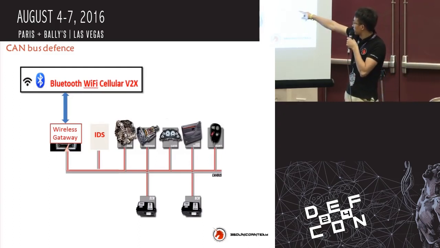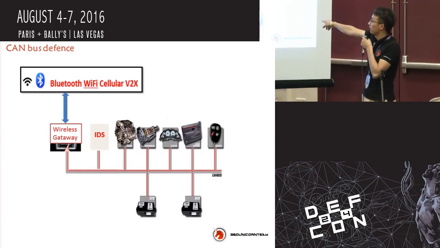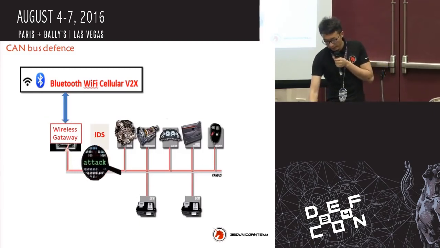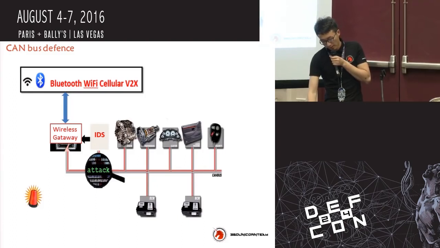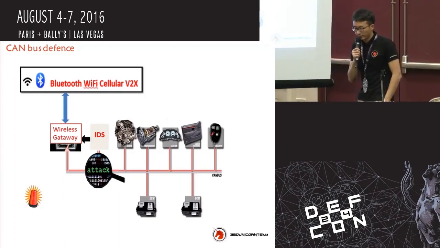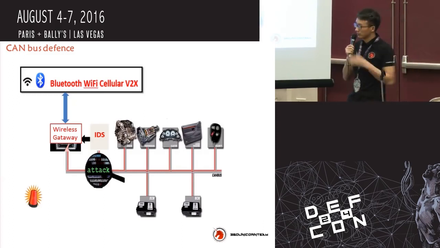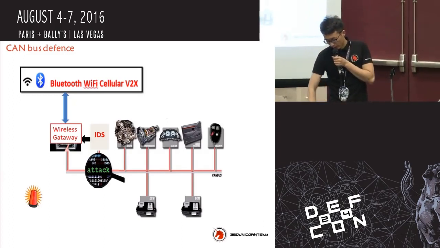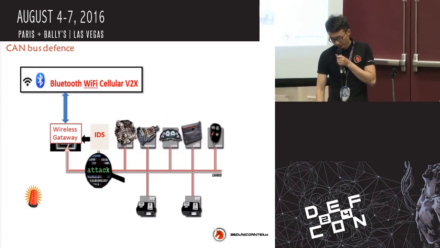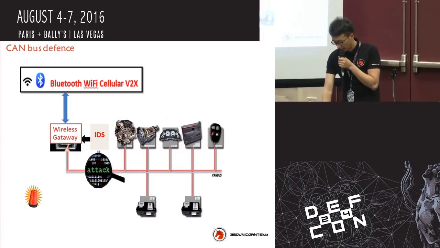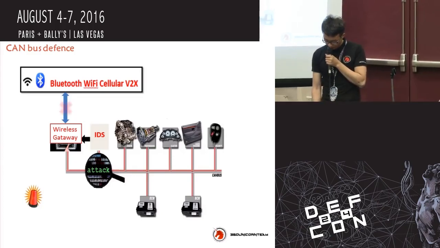This is the original CAN bus, not modified. You just add an IDS, an intrusion detection system, on the CAN bus to detect the attacks. When an attack is detected, you control the wireless gateway, for example the infotainment module that has an internet connection. You could control the cellular connection or other connections like Wi-Fi or Bluetooth, to prevent the hacker from further gaining control of your system. So you can block it and fire off an alarm.